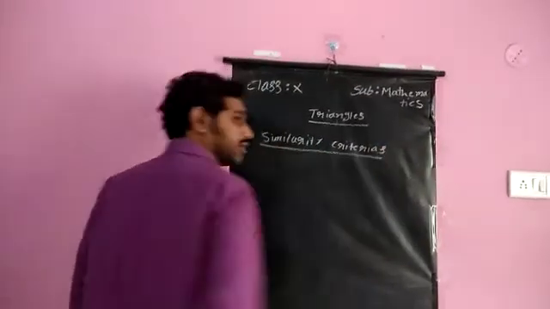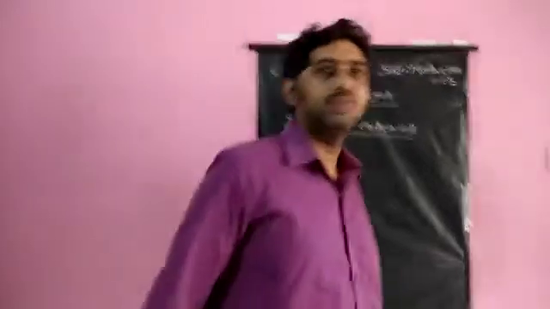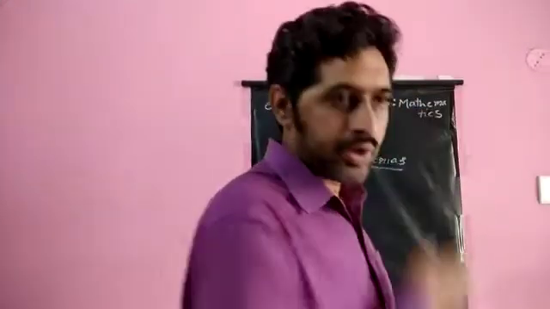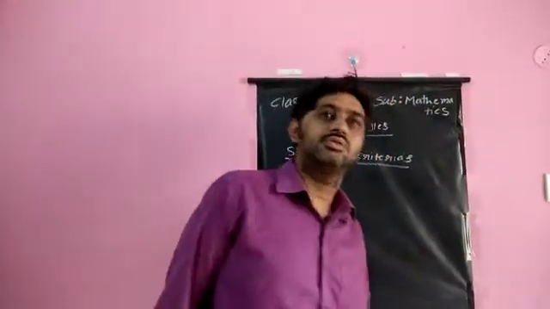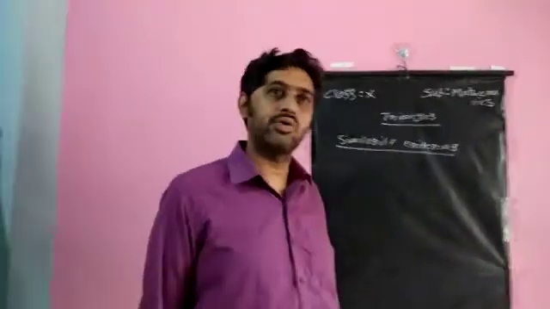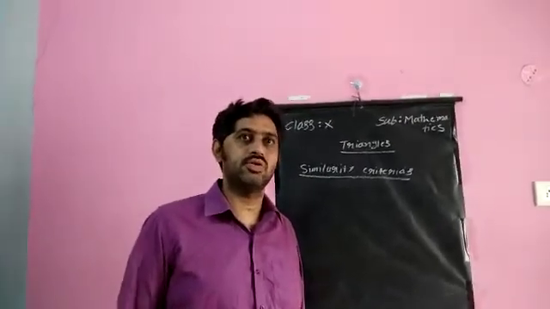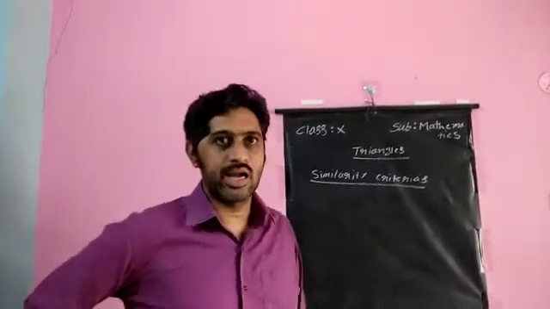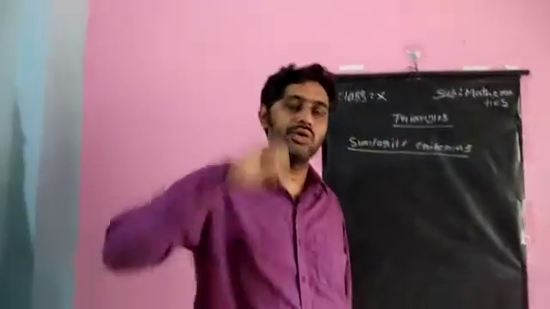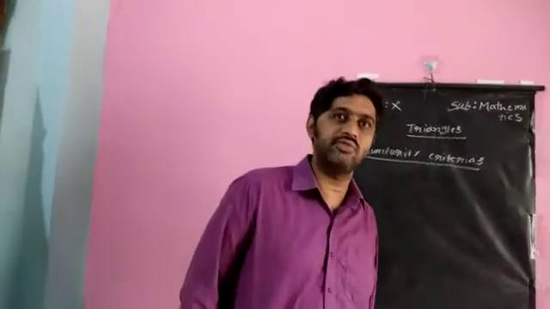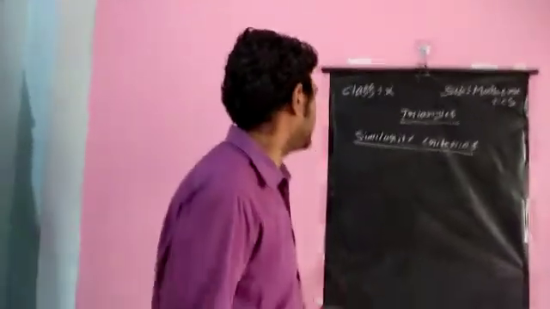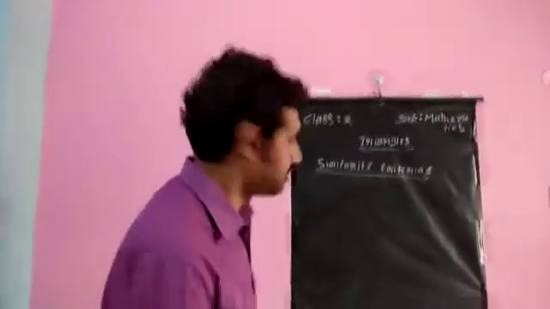Whereas in congruency you have the congruency rules, side congruency rule, side angle side congruency rule, or right angle hypotenuse side congruency rule. We have different congruency rules. In a similar way, here we have similarity criteria, or similarity rules also.